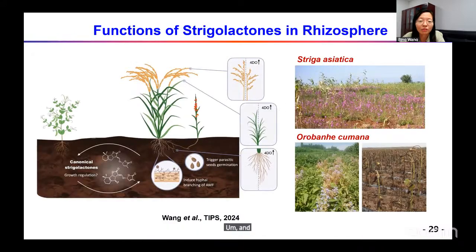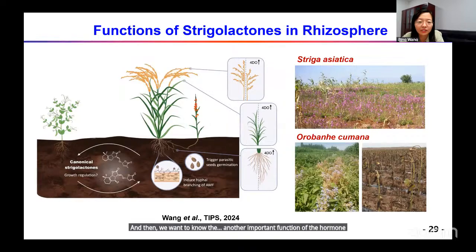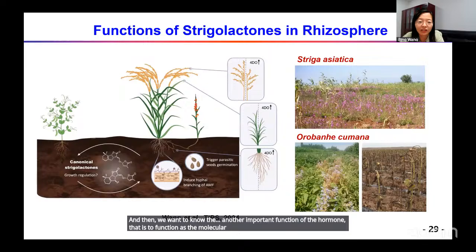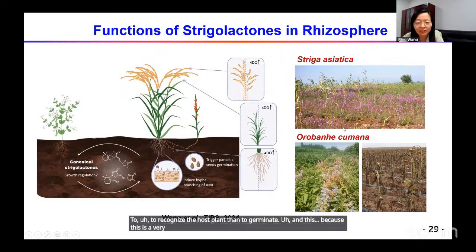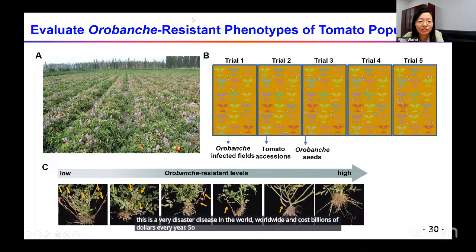And then we want to know another important function of the hormone, that is to function as the molecular signal in the rhizosphere. For example, this hormone is important for the striga seed and orobanche seed to recognize the host plant, then to germinate. This is a very devastating disease in the world and costs billions of dollars every year.